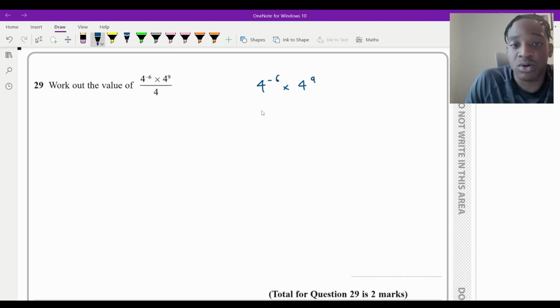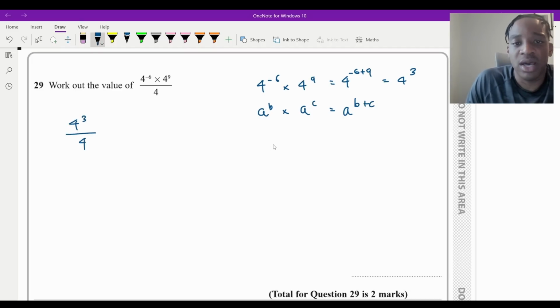Now, there is an index law that states if I have a to the power of b times a to the power of c, this is equal to a to the power of b plus c. You add the powers together. So in this case, this is going to be 4 to the power of minus 6 plus 9. Minus 6 plus 9 is 3. So this just becomes 4 to the power of 3. So I can actually write this as 4 to the power of 3 all over 4.